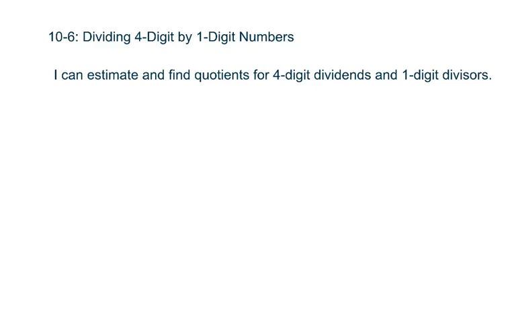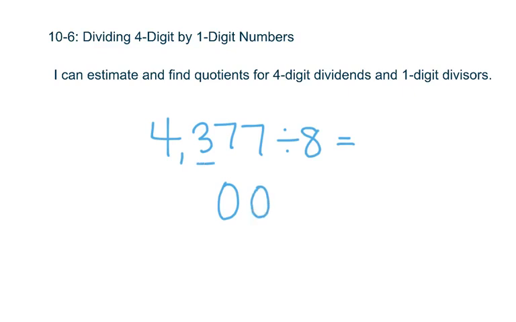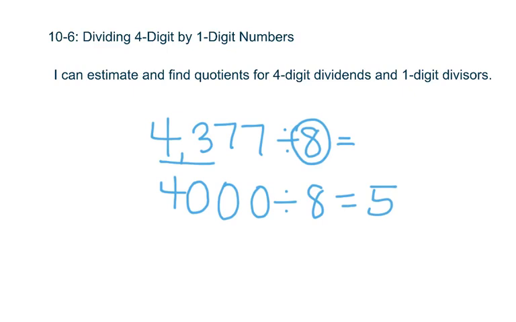Okay, my next problem says 4,377 divided by 8. I change my tens and ones to zeros. I look at my first 2 digits, and I want to see what's close to 43 that's divisible by 8. I'm going to go down to 40. 40 divided by 8 is 5, and I have 2 zeros in my dividend, so I should have 2 in my quotient. Remember that first 0 belonged to 40.